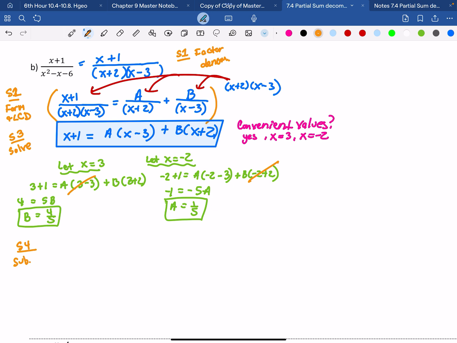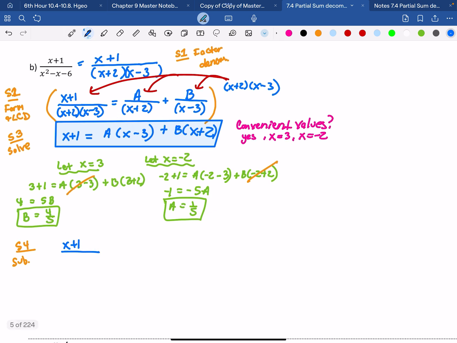Sub. And you have the original is your x plus 1. Again, you can either do the original x squared minus x minus 6, or you can write it as the factored form. It really doesn't matter. What's important is, honestly, the right-hand side. All right, so A, we have 1/5. Make sure you put it into the right one with the x plus 2. Plus B is 4/5, all divided by x minus 3.